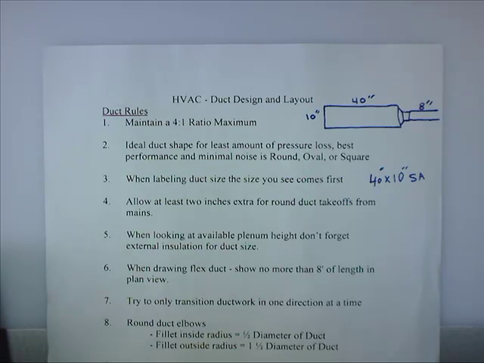Alright, the next thing, when drawing flex duct, show no more than 8 feet of length in plan view. Basically the reason for this is if you draw 8 feet in plan view, whenever they actually install it, it's going to be 15 feet long. And you don't want lengths much longer than 15 feet. It can very easily be compressed. You're going to lose some system performance. It's not going to perform as well whenever you have really long stretches of flex duct.